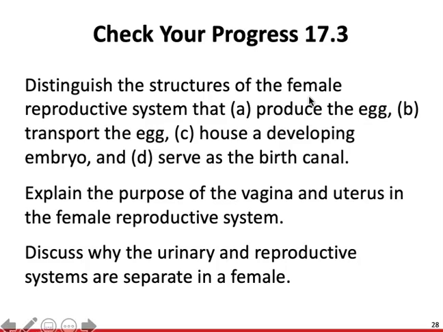All right, so you should be able to distinguish the structures of the female reproductive system that produce the egg, transport the egg, house the developing embryo, and serve as the birth canal. You should also be able to explain the purpose of the vagina and the uterus in the female reproductive system, and then discuss why, and I know we didn't talk about it, but this is a great area for you to discuss and speculate why the urinary and reproductive systems are separated in the female.